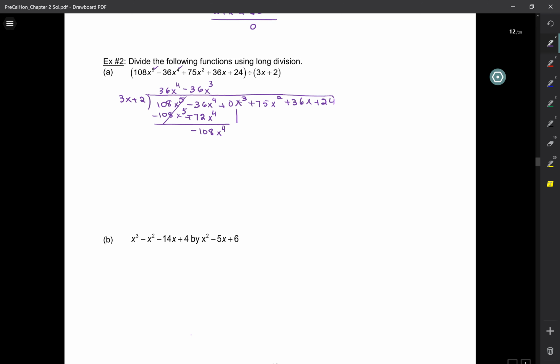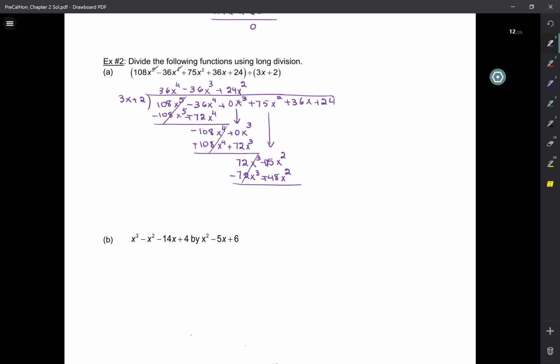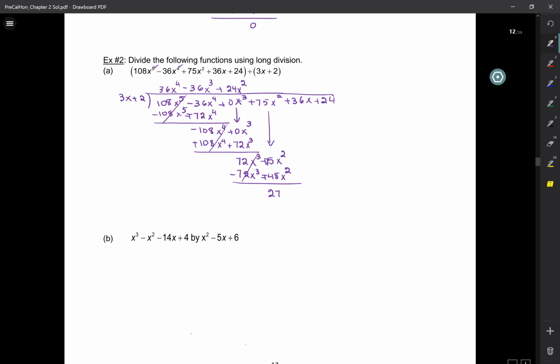So what I have to do though is bring down the 0x cubed. So here I get now negative 108x to the 4 minus 72x cubed. Change the signs, and I get 72x cubed. Bring down the 75x squared. 72 divided by 3 is 24x squared. So here I get 72x cubed plus 48x squared. I'm going to change the signs. So here I get 75 minus, here I get positive 27x squared.